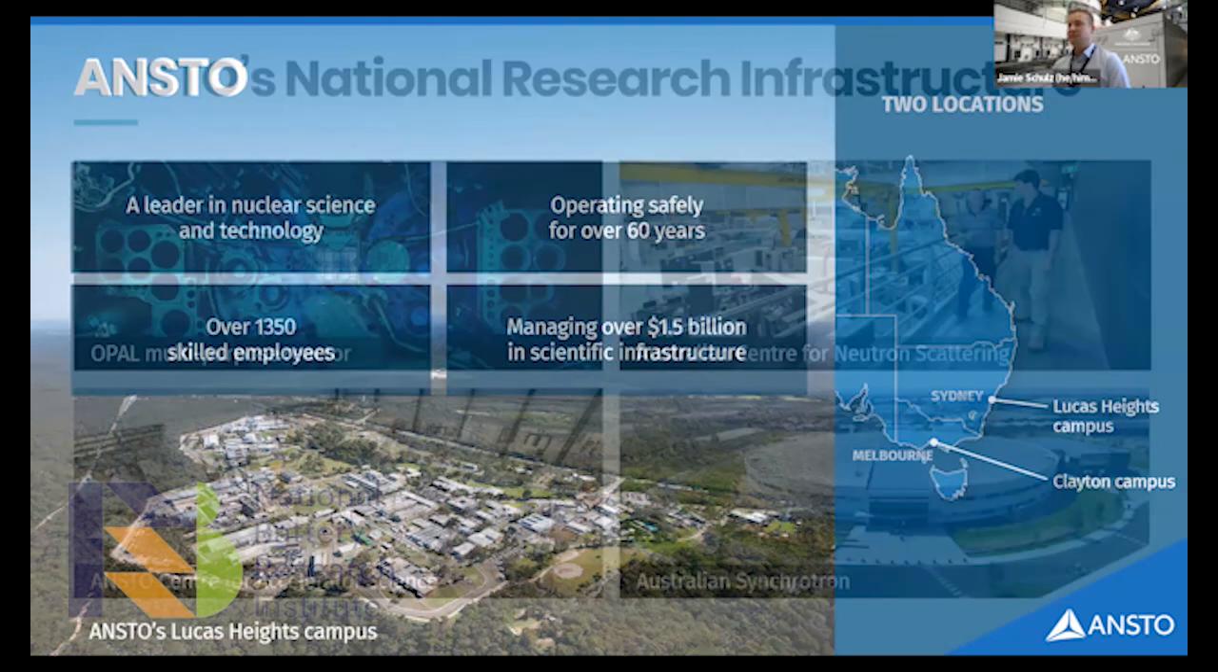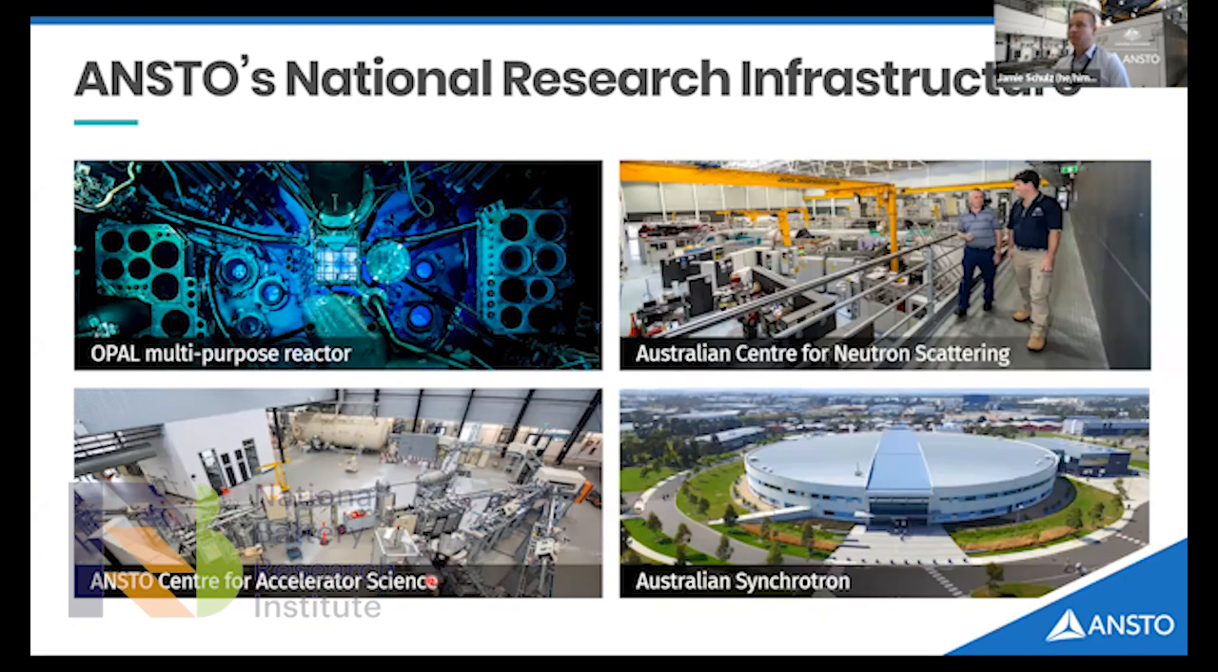So in terms of national research infrastructure, ANSTO is home to most of Australia's national research infrastructure. There have been some significant investments in research infrastructure. We have the OPAL multi-purpose research reactor here. You can see that one. We have the Australian Centre for Neutron Scattering, which I lead, which uses neutrons from the OPAL reactor. We have the ANSTO Centre for Accelerator Science, where we're undertaking a lot of work in terms of carbon dating and isotope analysis, as well as now a lot of ion implantation into materials. And of course, we have the Australian Synchrotron in Melbourne, which is Australia's largest, brightest light source.